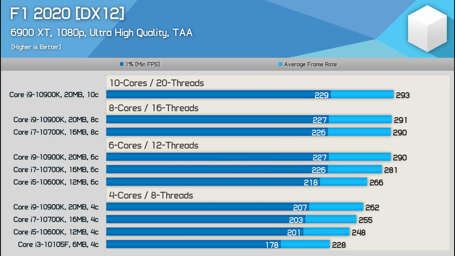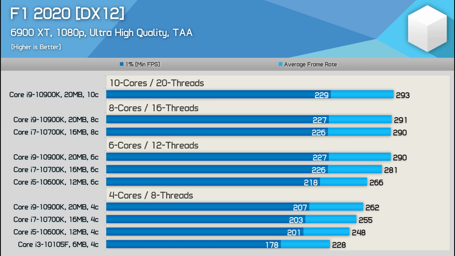The F1 2020 results are interesting and quite similar to what we've seen previously, where the L3 cache capacity made more of a difference with 6 cores, though we do see some difference with just 4 cores active. That said, the 10700K was just 3% slower than the 10900K, while the 10600K was a further 3% slower than the 10700K. So pretty consistent scaling there.